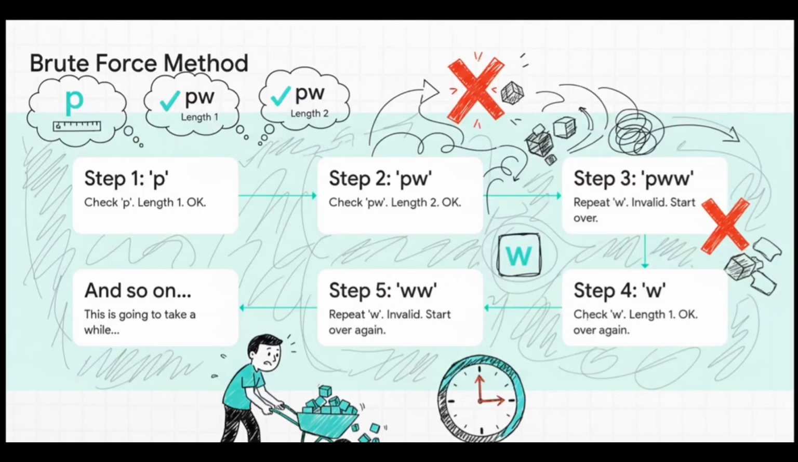And this is where you can really see the problem. We check P, all good. PW, still good. But bam, we hit PWW and there's a repeat. So what do we do? We have to throw out everything we just did and start all over again from the next character, W. Then we immediately hit WW and have to start over again. It's just so much repetitive, wasted work.